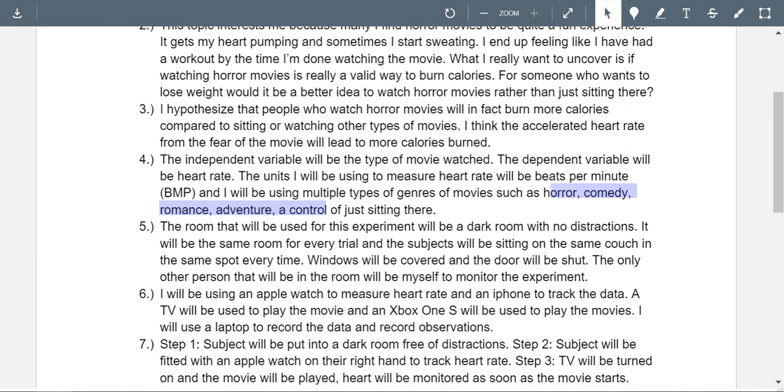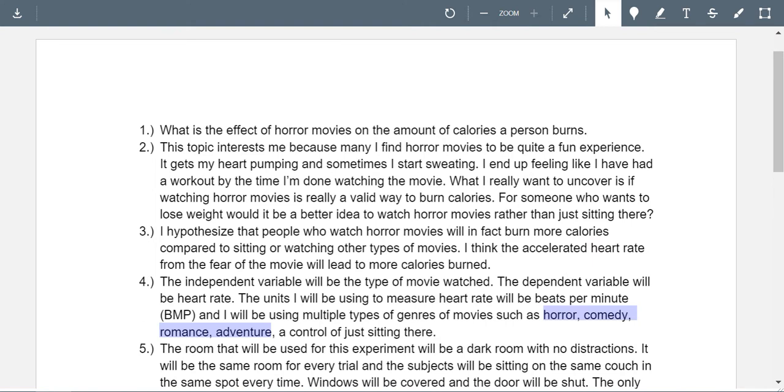Instead of writing it all afterwards here. Now, I noticed that you are using different genres of movies. And so, like I said, now we're getting into even less focus because your research question is solely on horror movies. And for a lab like this, I would probably design it where you use progressively scarier movies.